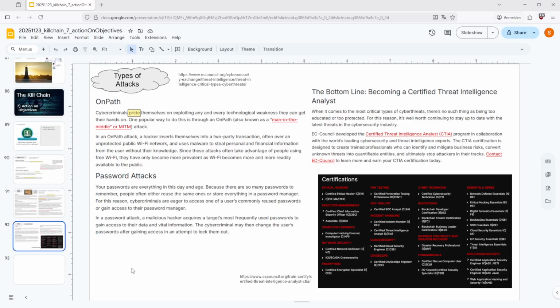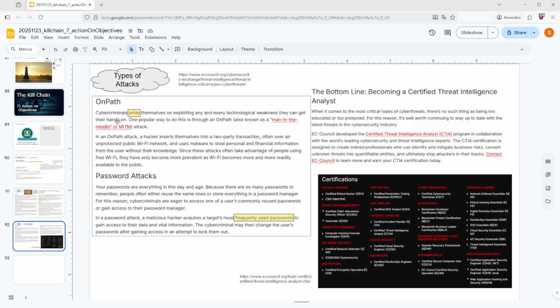Yeah, and then you have your password attacks. So your passwords, hash, reusing passwords. A password attack, a malicious hacker acquires a target's most frequently used passwords to gain access to the data. Yeah, so password reuse. You heard that you should not reuse your passwords, right? And you really shouldn't, but how can you manage your passwords then if you don't reuse that stuff? Well, there's a trick, and I can make a video on that if you like. So about how to remember passwords. There are some memory techniques for that. You can use them.